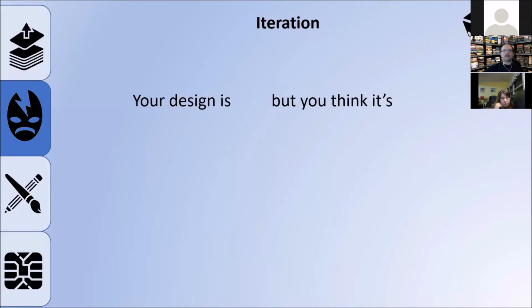So for this, your design is something, but you think it's something else. Your design is garbage. It is bad, but it doesn't really matter how bad you think it is. You think it's better than it really is, and that's because you're invested in it. And that's good. That's good to be invested in it. That means that you want this to be successful. But what you need to realize is that in the early stages, it is not good, no matter how well you think it plays at that point.